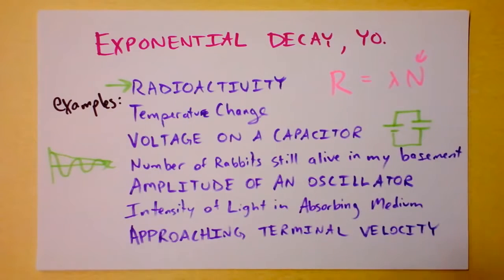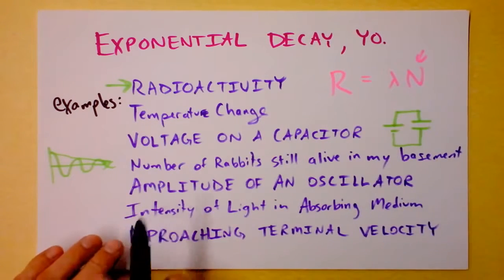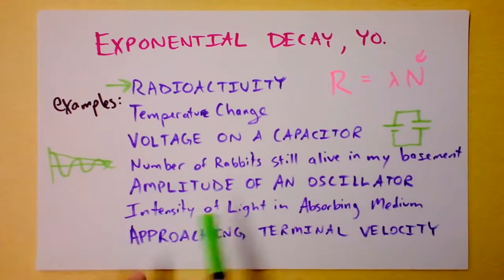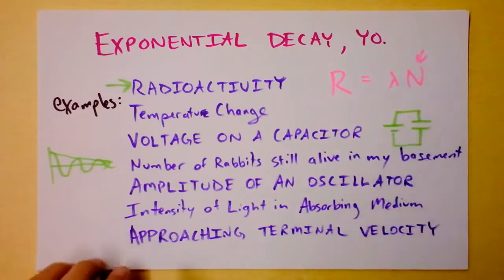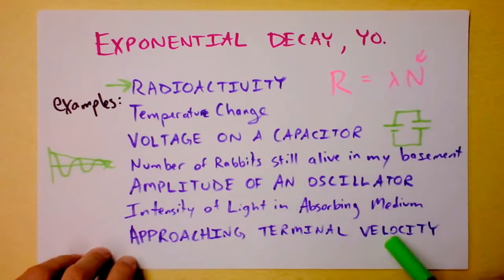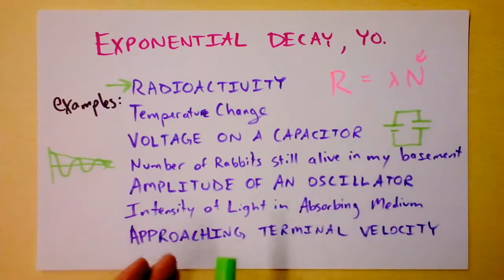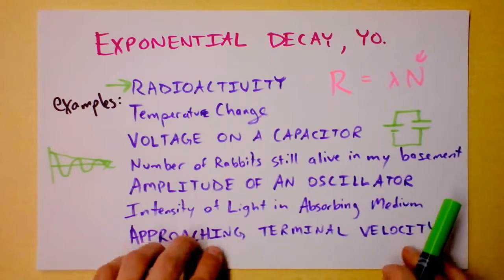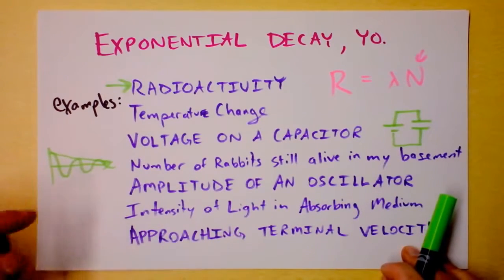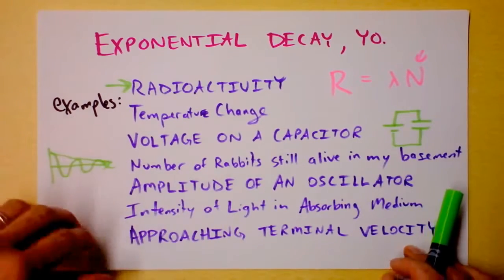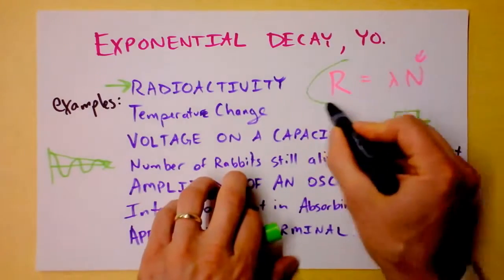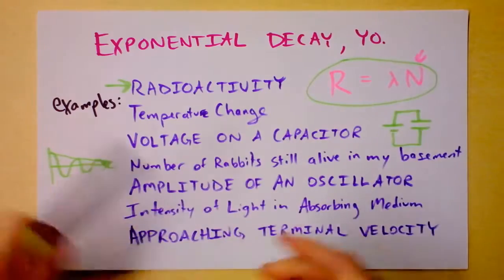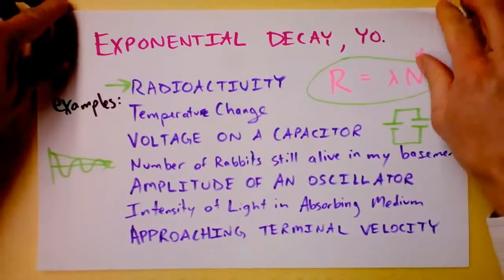Also, the intensity of light in an absorbing medium. Interestingly, that goes as a pseudo-exponential decay. There are some very interesting pseudo-exponentials in the atmosphere as well. And as you approach terminal velocity, the closer you get to terminal velocity, the greater the frictional forces. So this is really similar to the amplitude of an oscillator. But we're going to go into this equation right here. I think this is the key equation for exponential decay in radioactivity. So let's jump into it.